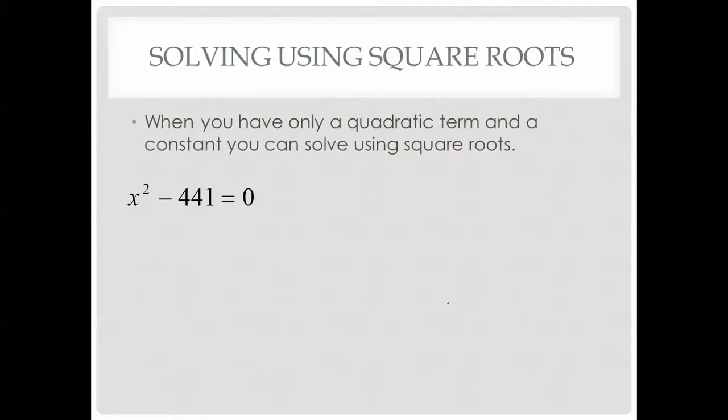When you have only a quadratic term and a constant, you can solve using square roots. So in our general form, ax squared plus bx plus c equals 0, you don't have that middle term. When that's the case, you can solve using square roots, which means to isolate the x squared term. So I'm going to add 441 to both sides.